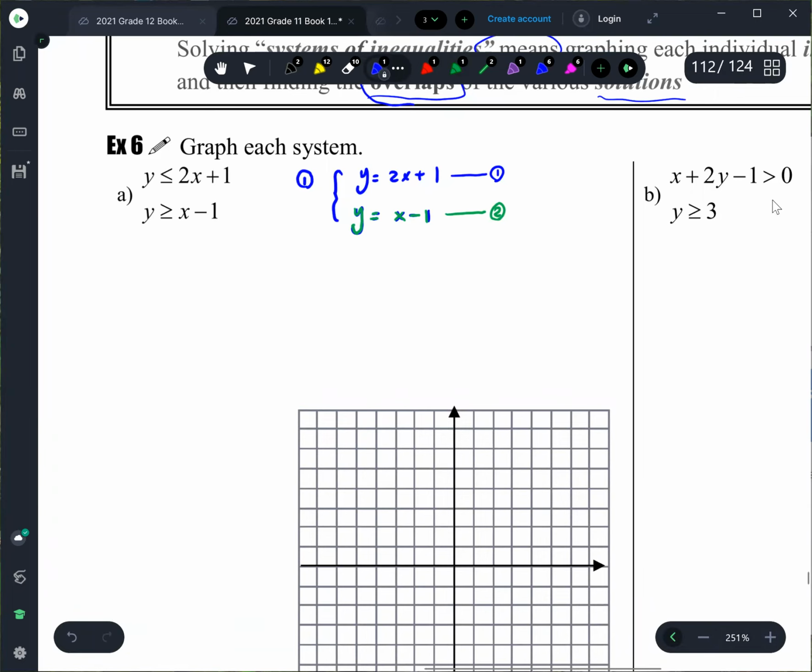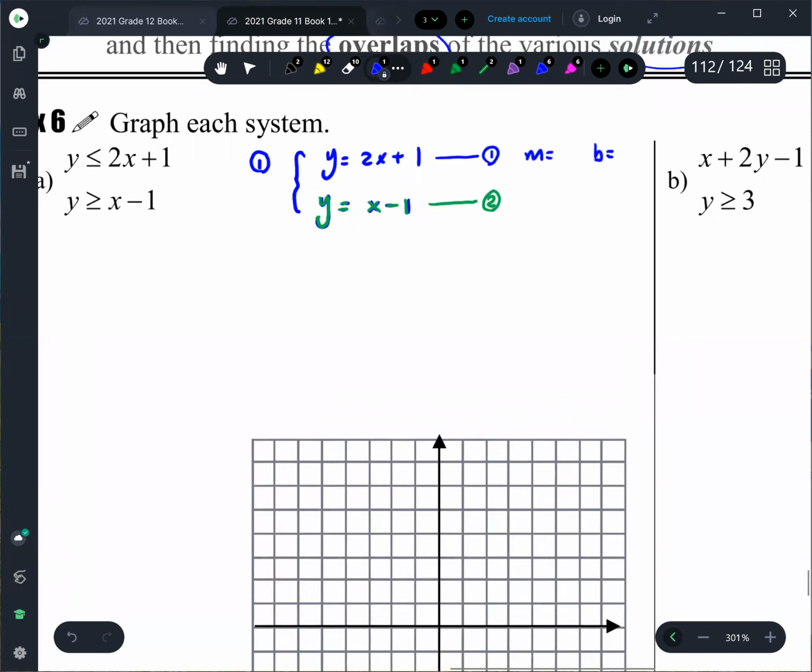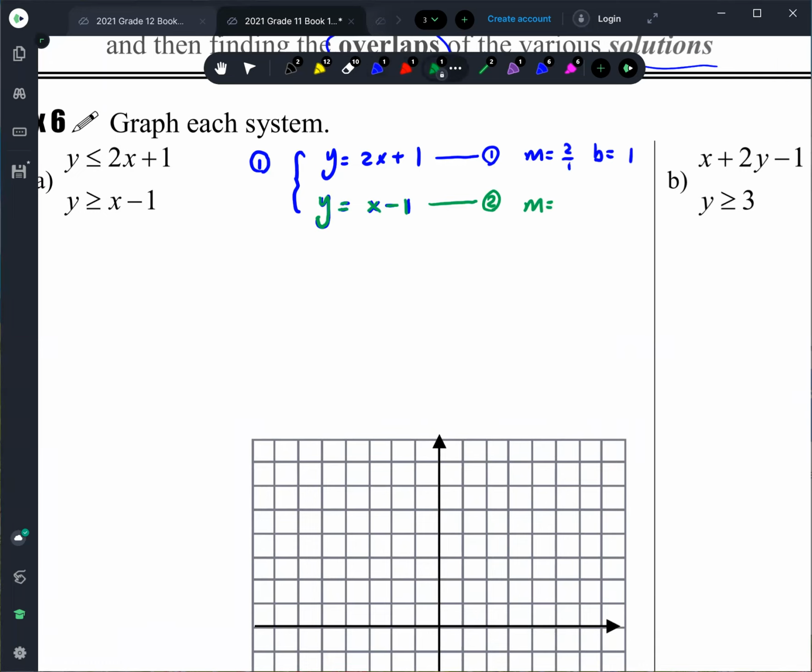Okay, so for line one, Geoffrey, what's the slope and y-intercept? The slope is 2/1 and the y-intercept is 1. Yeah, very good. And for the second line, Chenier, what's the slope and y-intercept? The slope is 1/1 and the y-intercept is -1. Yeah. Okay, so let's draw that down.